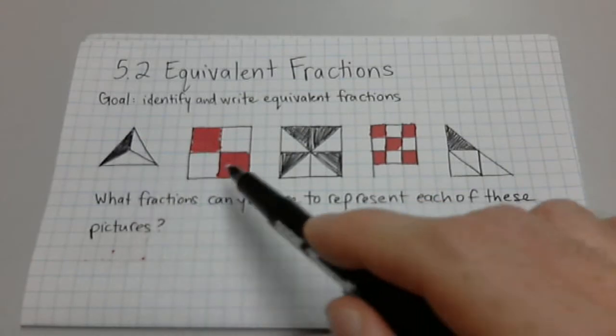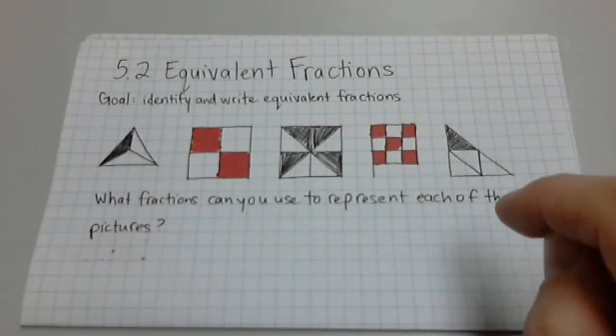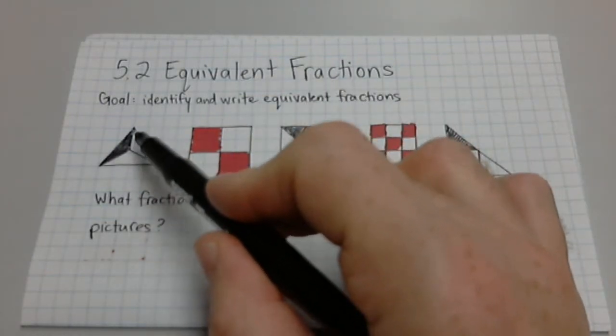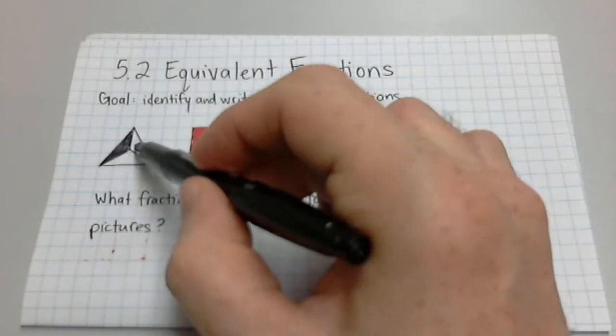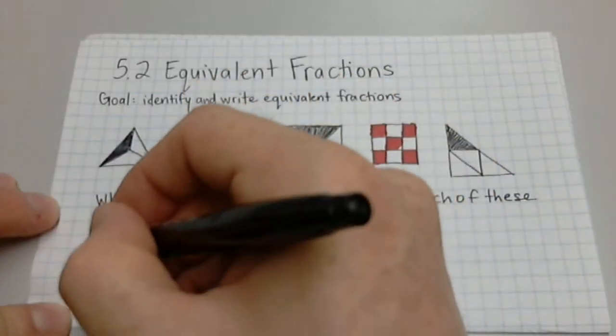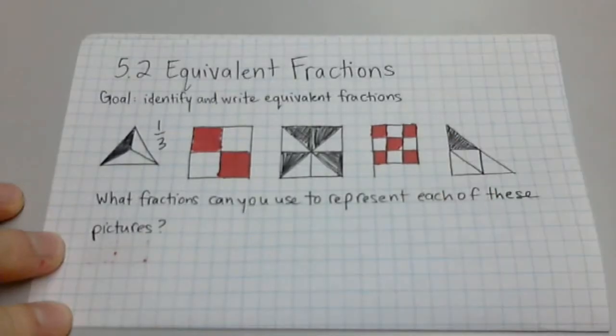We'll look at some pictures that have some things shaded in and some things not, and we'll just try to identify the fractions. So the first picture over to the left, we have a triangle. It's got 3 sections total. One of them is colored in, and so what we can say is that it's represented as 1/3.